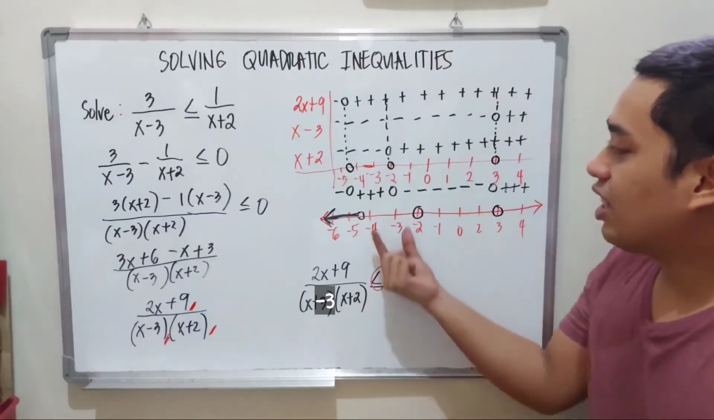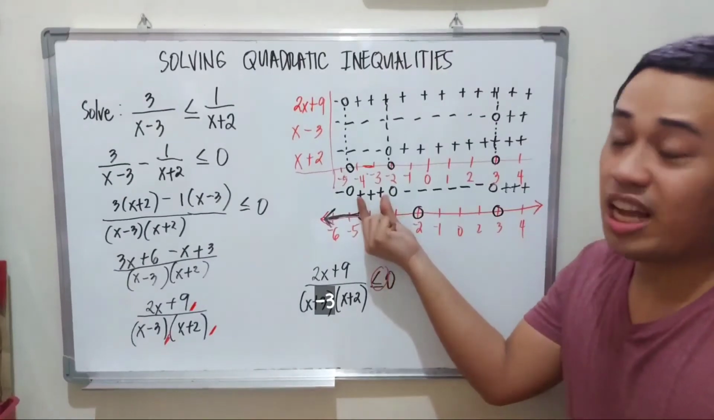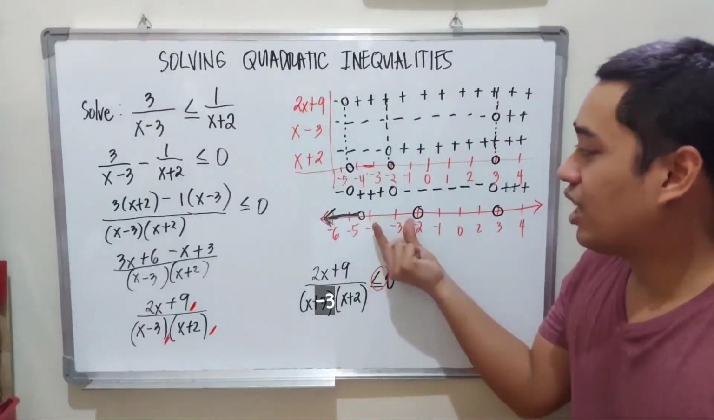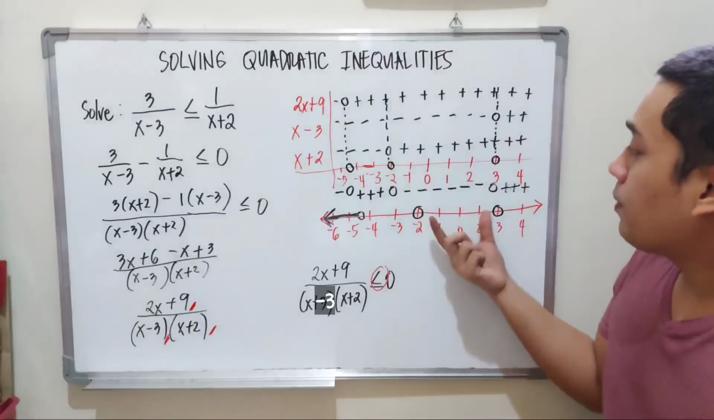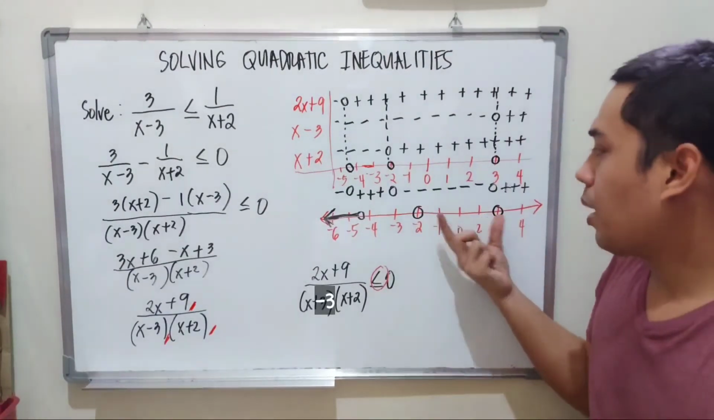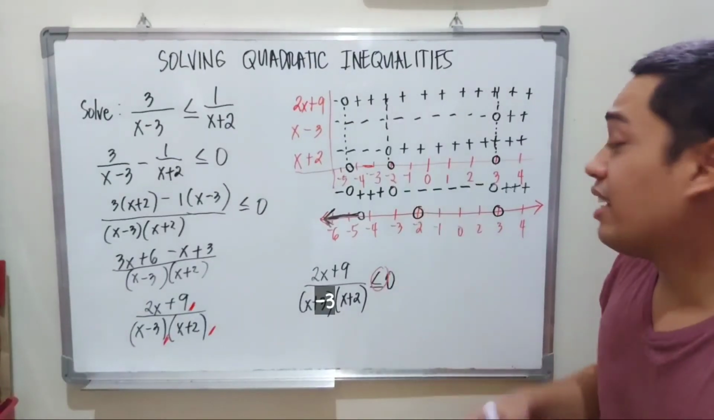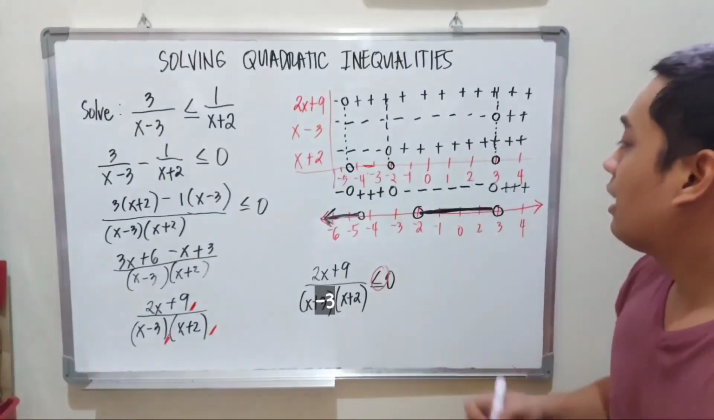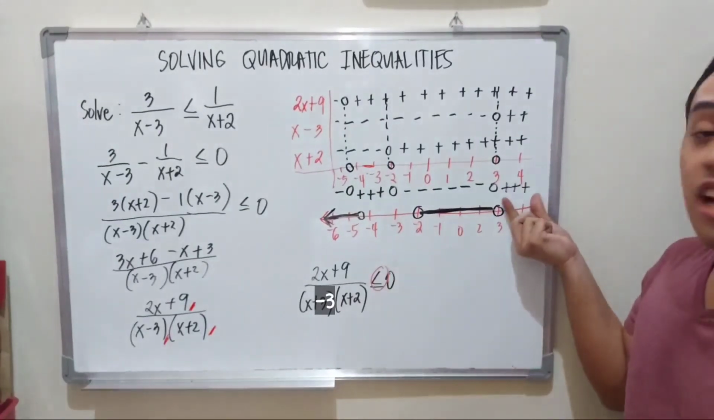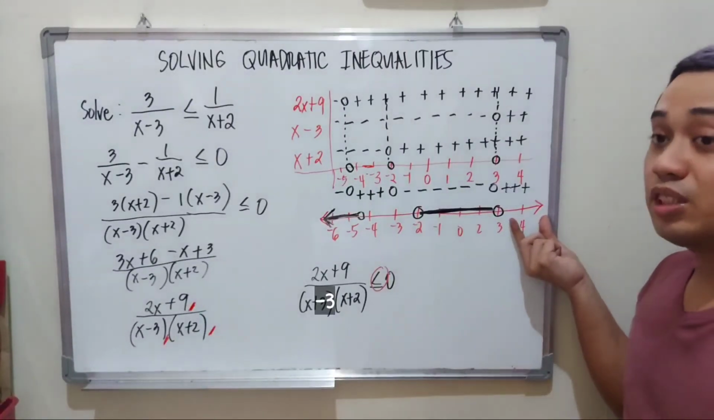Next, yung nandito ba sa negative 4 and negative 3, negative ba siya? Hindi. Since positive siya, this is not part of the solution. Now, ito, yung nasa gitna. Part ba siya ng solution? Since negative siya, of course, yes, it is. Next, positive na yung nandito sa sumunod na area. So, hindi siya part of the solution.